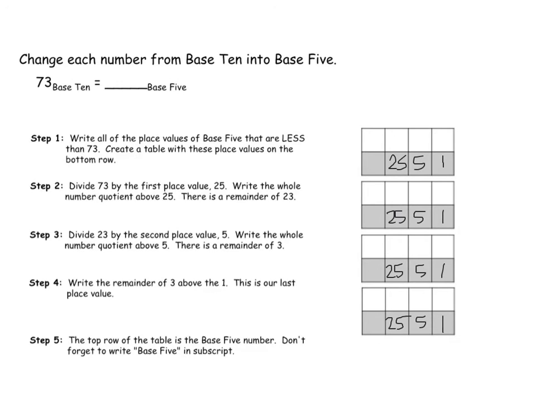All right, so that was step 1. We wrote them on the bottom row. The next thing we're going to do is take our number and we'll divide it by the first place value starting on the left. So we are going to take our starting number 73. We will divide that by 25. And we are going to get 2 with a remainder of 23.